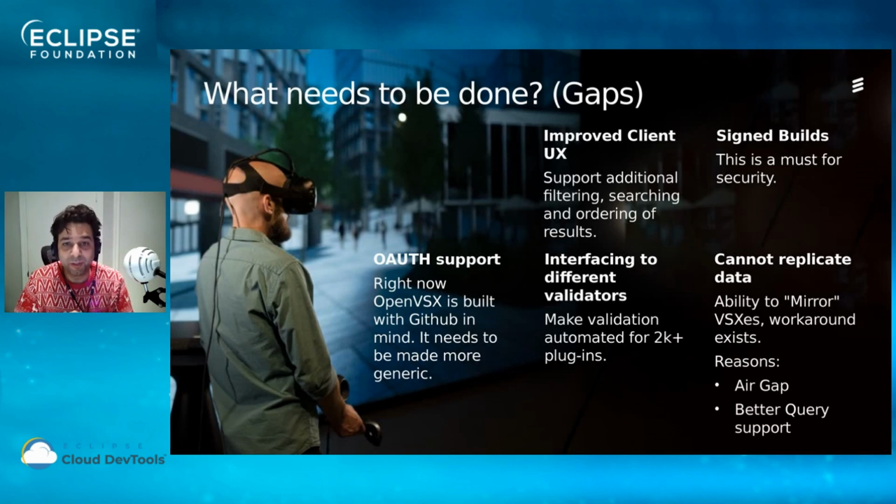We want to improve the client UX. That means searching, ordering, filtering, and on metadata. For example, I want to filter out so that we only have EPL2 licensed plugins. We can't do that yet, as far as I know. Interfacing to different validators. We want to be able to have a pipeline where we are able to get plugins and make sure that they are good beforehand.